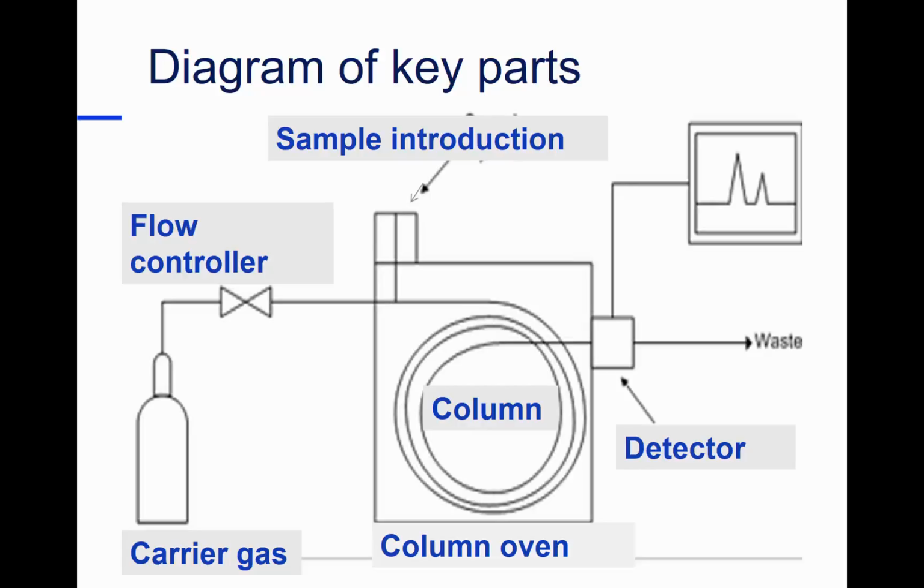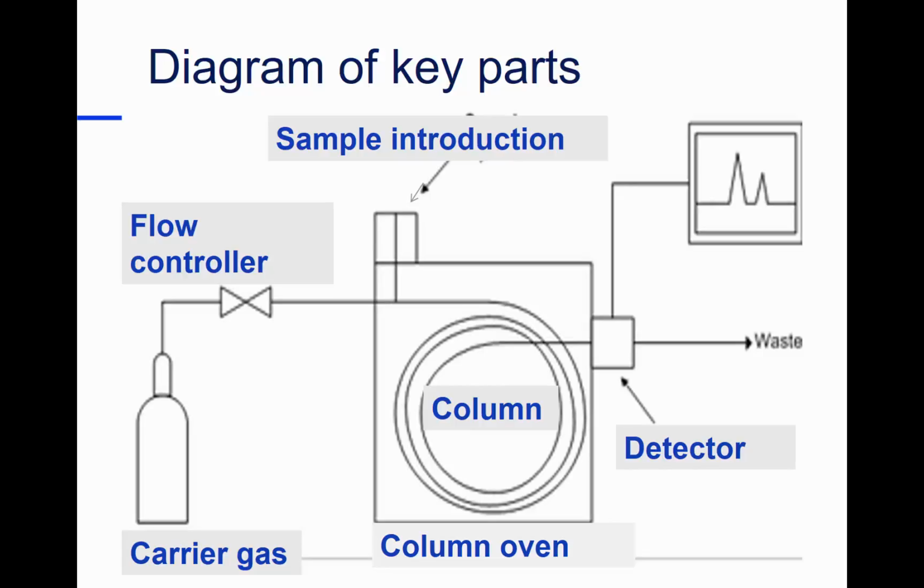And here's our column. That column can range anywhere from 1 meter to 60 meters in length, if you think about it. So it can be very short, 1 meter can just reach from here to the detector, or it can be very, very long. And we do take advantage of the vapor pressure, the volatility of our compounds, by putting our column in an oven. And we might start off at something like 40 degrees centigrade. That's warm. It's just warm.